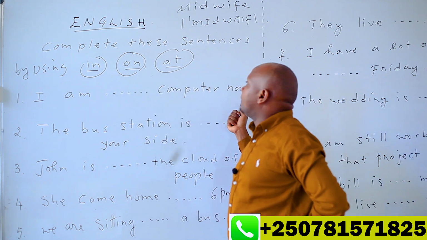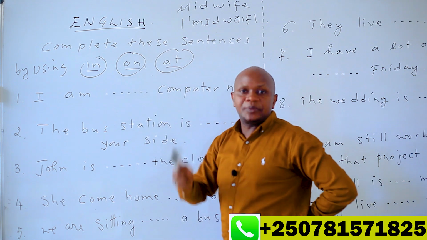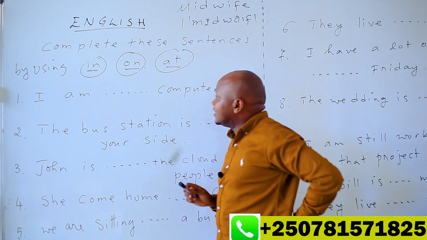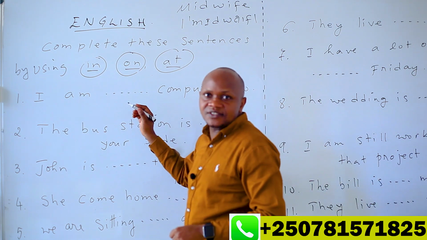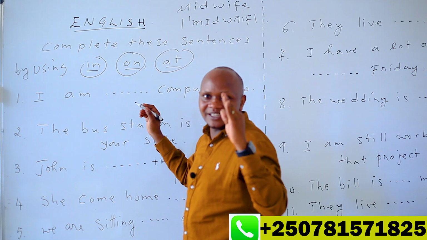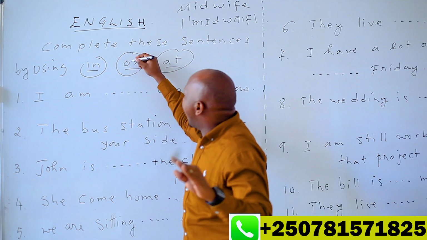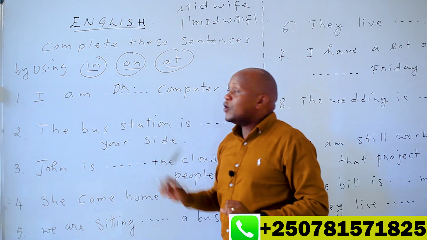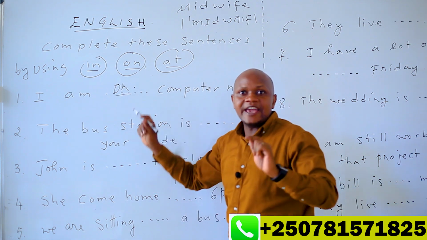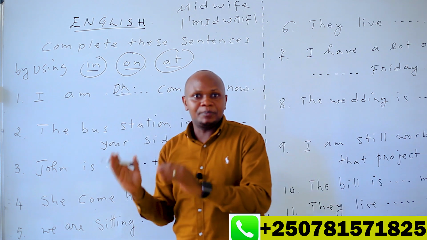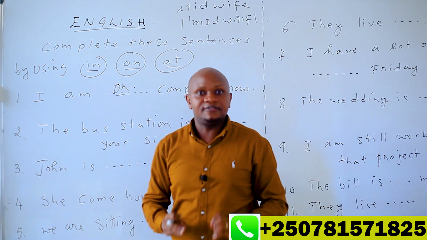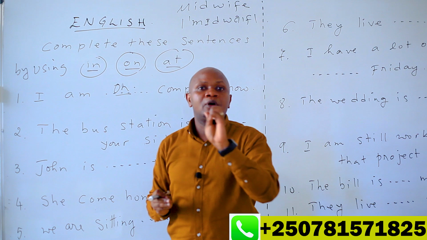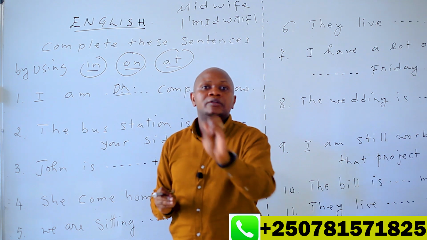I am at the computer. I am on the computer. What can you say here? You are going to choose 1, 2, 3 seconds. I am on. Do you see? I am on computer now. We use on, please. I am on phone. I am on computer. I am on television. Ndi kuri television. I am on television.